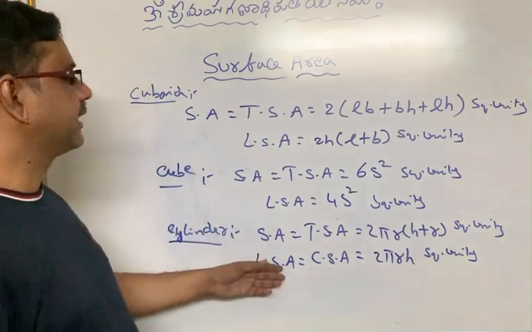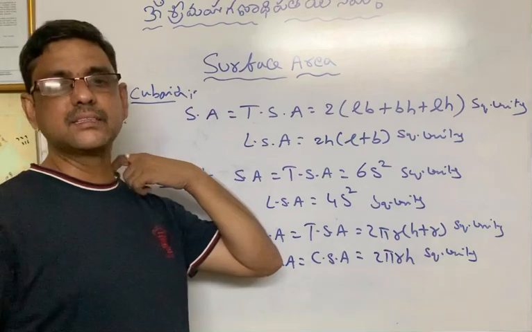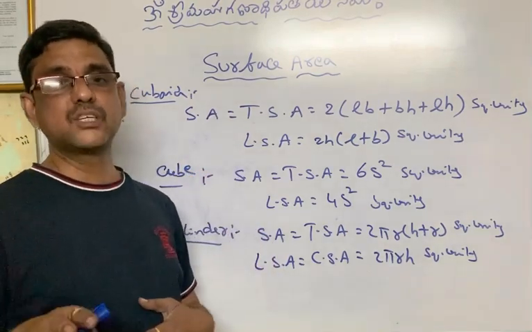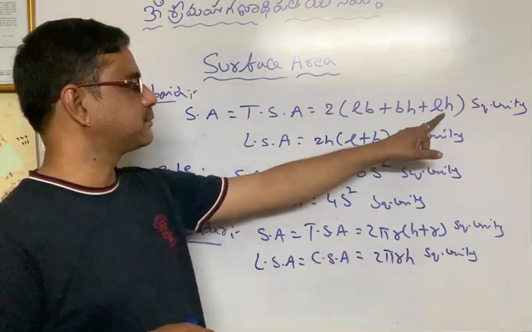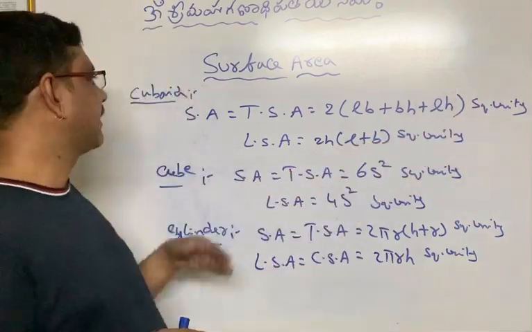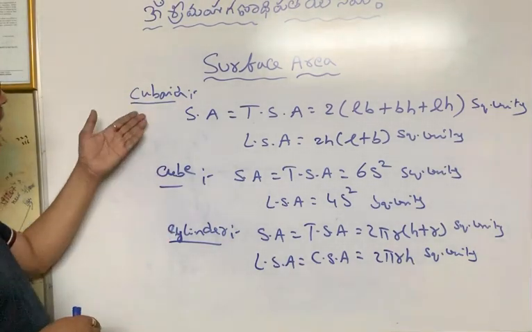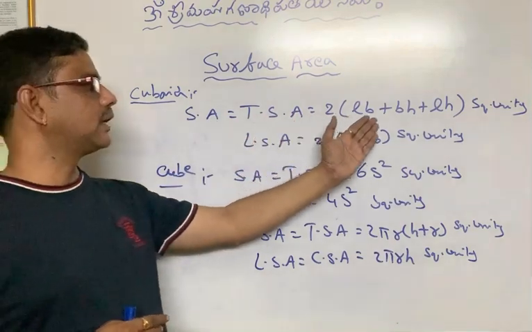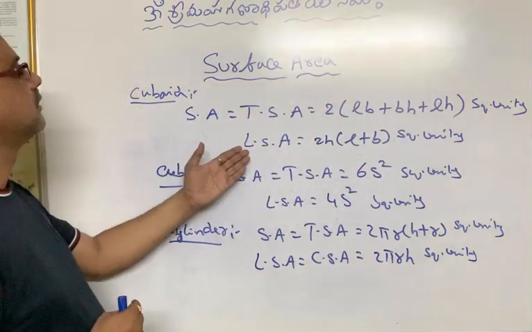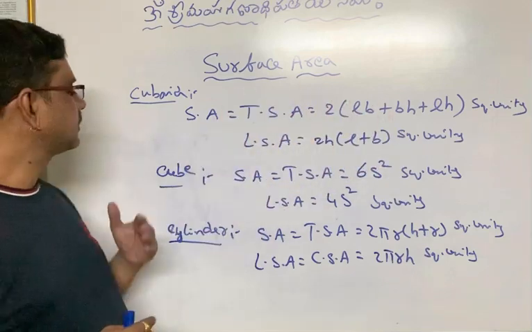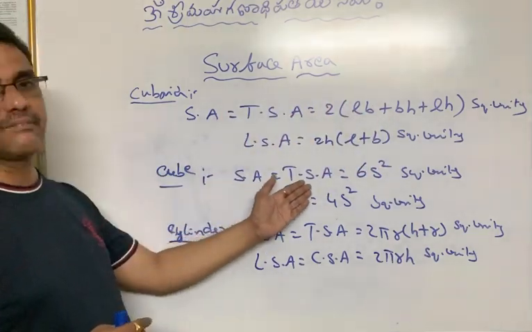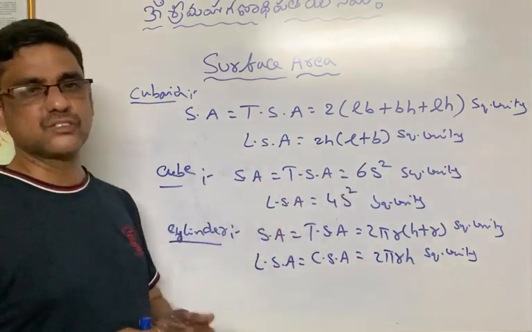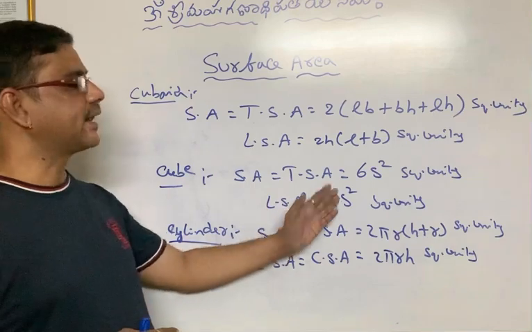Once again, to recap, surface area is the total faces' area. The total faces' area of a particular object is called its surface area, measured in square units. In our class, we have only three objects: cuboid, cube, cylinder. Cuboid: total surface area is 2 into (LB plus BH plus LH); LSA is 2H into (L plus B). Cube: total surface area is 6s square, because all the faces are squares; lateral surface area is 4s square.